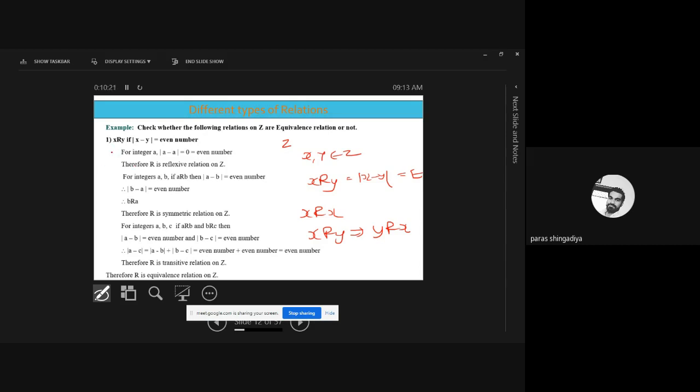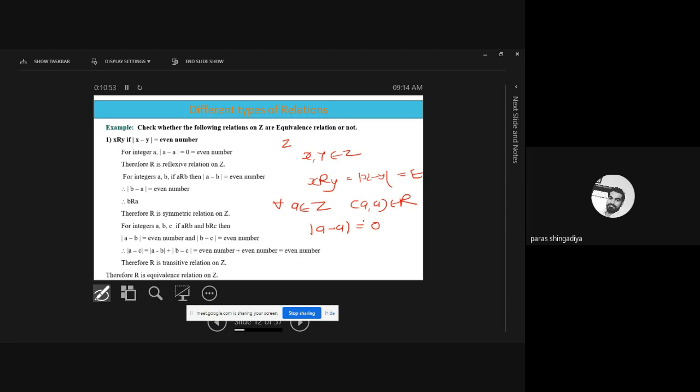So for the reflexive relation, we'll check that for every a belongs to Z, (a, a) belongs to the relation. For every a belongs to Z, a minus a will be 0 as per the relation. What is the relation? x minus y is an even number. So we just replace the value a in this form.